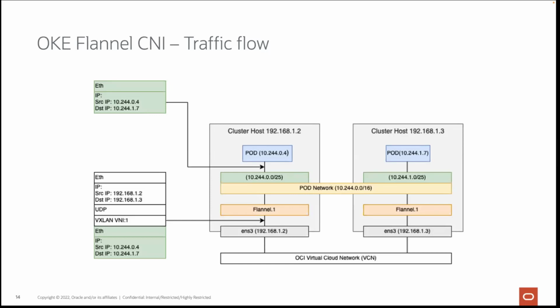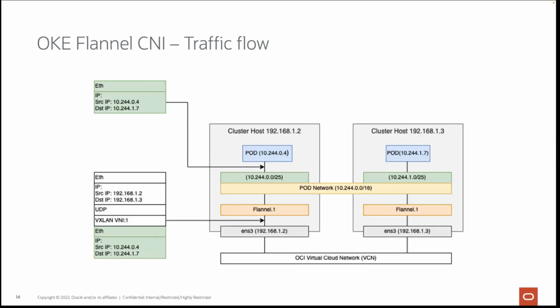By default, Flannel uses a CIDR block called 10.244.0.0/16 to allocate smaller subnets with a 10.244.0.0/25 mask to each worker node. And then pods use IP addresses from one of these subnets allocated to a given worker node. And like I mentioned, Flannel uses VXLAN to encapsulate the traffic in UDP packets for pod-to-pod communication in two different hosts.